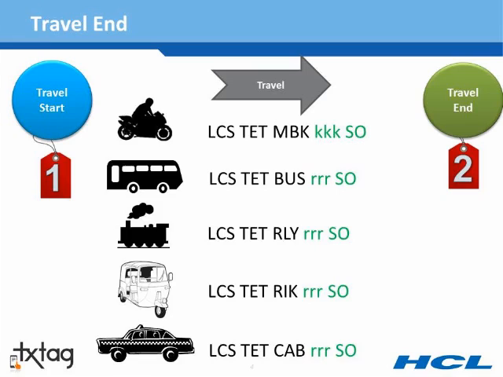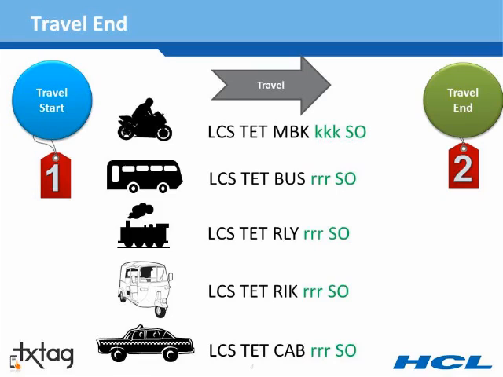So if you have traveled by bus, then you will type in LCS TET for travel end time, BUS for bus, followed by RRR to indicate how many rupees you paid for the bus ticket. So you can type in the nearest rupee. If you have spent 2 rupees 75 paise or 3 rupees, whatever, you can type in the nearest rupee. It can be 3 rupees, 4 rupees, 5 rupees. We are not provisioned for paise here. So you can type in whatever rupees that you spent, up to 3 digits, followed by SO. Same is true for railways.